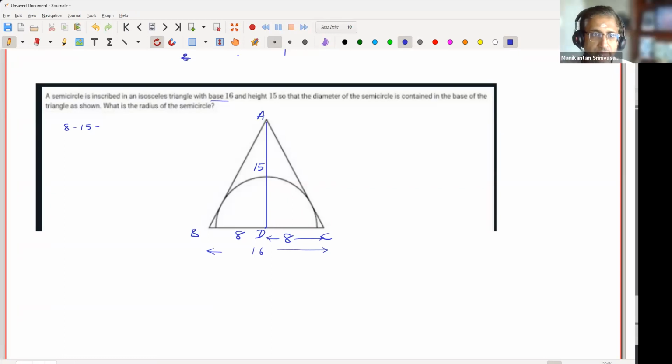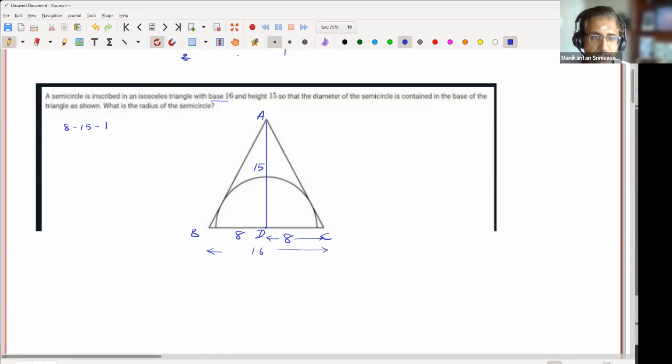So 8, 15, you should not even think. The 5 seconds or 10 seconds that you spent is 10 seconds lost. 8, 15, immediately you should say this is 17. Okay. All right. What next?